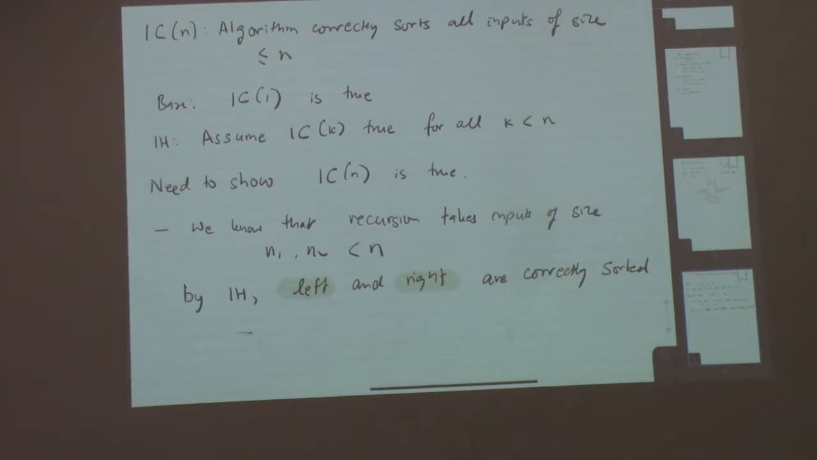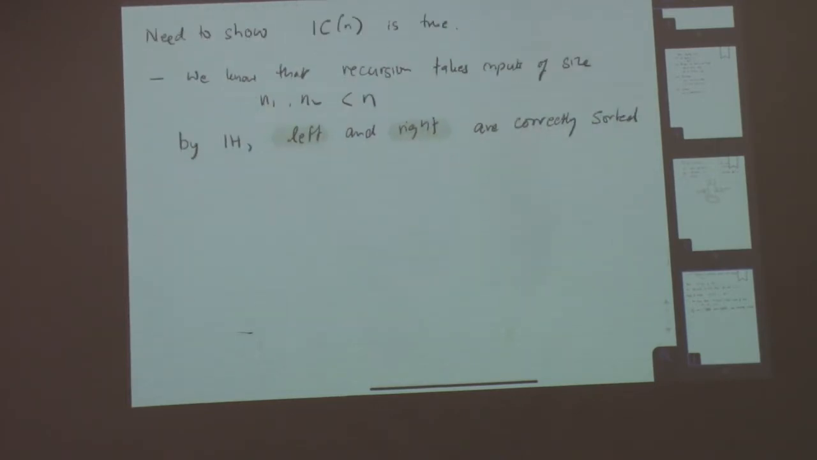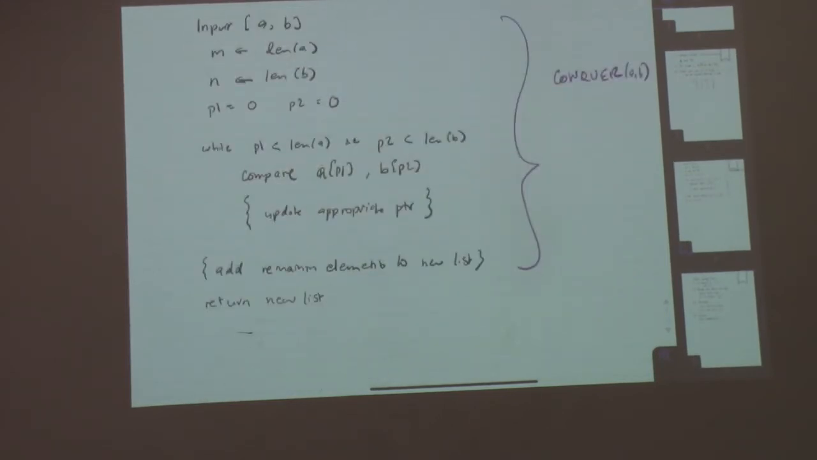So we know that's sorted. What's left to show is what happens in the merge. So what about the merge process? Now, since we know that left and right are correctly sorted, we merely need to show that if we take two sorted lists and apply the Comcor procedure, which if you recall was this thing here, it correctly returns a sorted list. The sorted list being the union of these two lists.